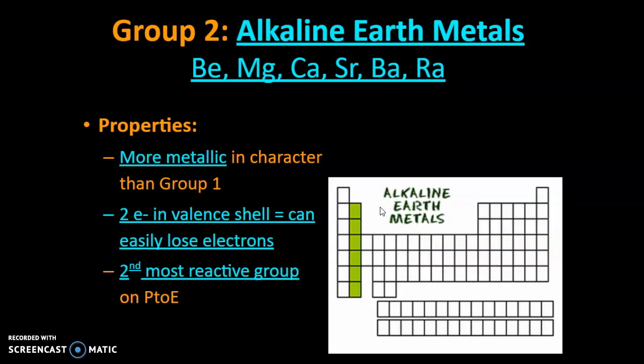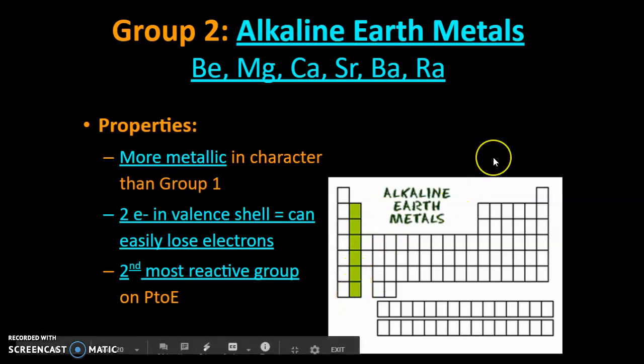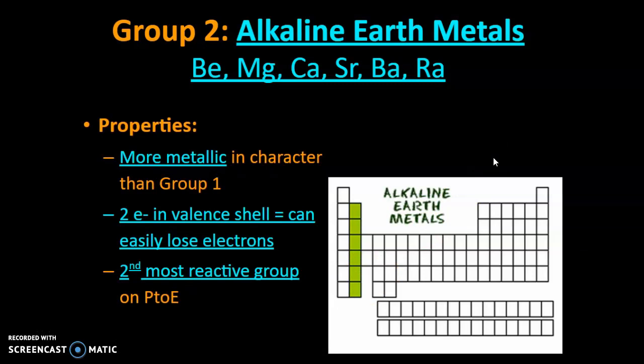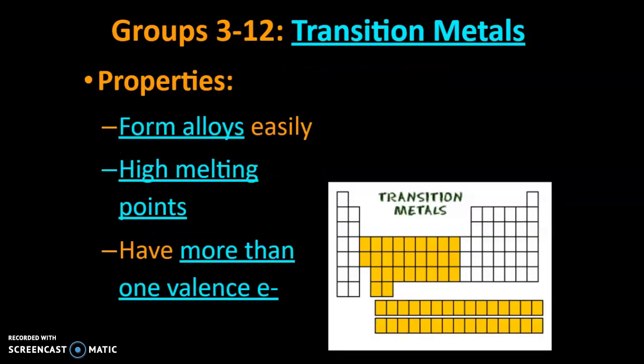And then next comes group 2, which is alkaline earth metals. That includes beryllium, magnesium, calcium, strontium, barium, and radium. This is group 2, called alkaline earth metals. Their properties include being more metallic in character than group 1. They have 2 valence electrons, and again we'll study what valence electrons are in the coming lessons. Having valence electrons means they can easily lose those electrons. They are the second most reactive group on the periodic table.